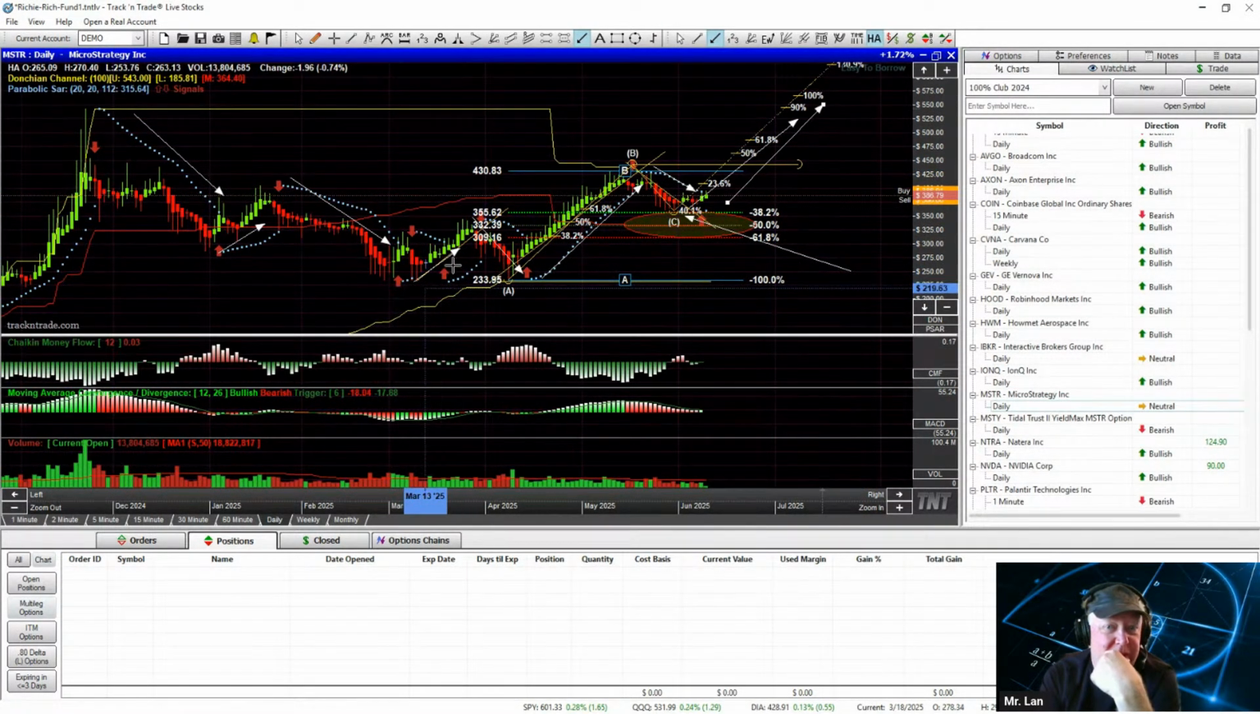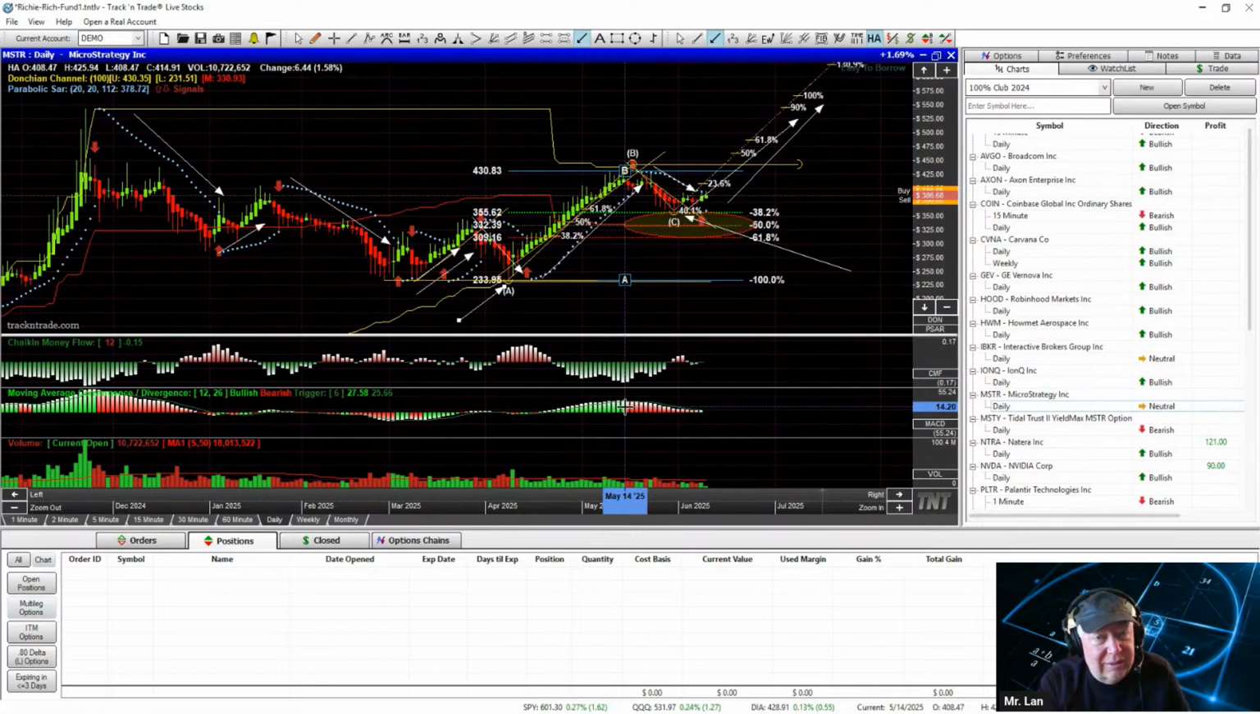Technically speaking, this really is drive 1. Why? Because this is the low right here, and it didn't break it. It came down and touched it, but it didn't break it. It is what it is. That's drive 1. That's drive 2. This is drive 3. All right, it is what it is.